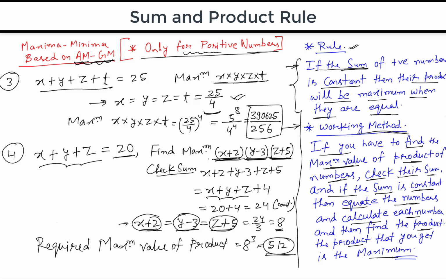Once again, I repeat, if you have to find the product of some numbers, you check their sum, right? Add them. Their addition should be a constant. If it is constant, then simply divide it into as many parts as the number of numbers are there. So here there are three numbers. Their sum is 24. So each one of them will be 24 by 3, that is equal to 8.